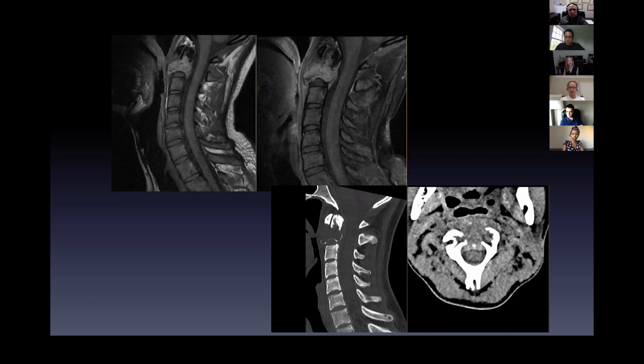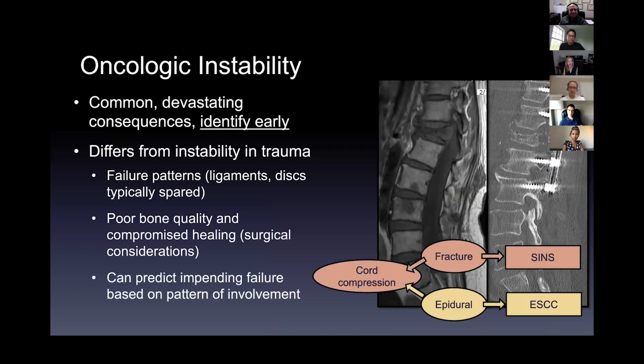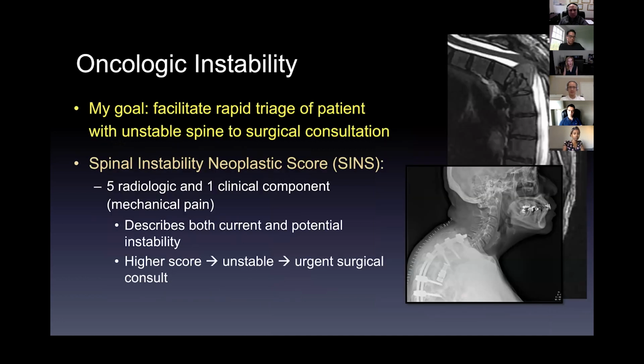Now, I have about 40 slides, and I think we've gotten through 3. But I want to get to John Shin's too at the end. So I'm going to skip through a little bit of this. I just want to show you, for those who didn't know what the SIN score was, as we said, 5 radiologic components, 1 clinical component. This was published in the orthopedic surgery literature in 2010.